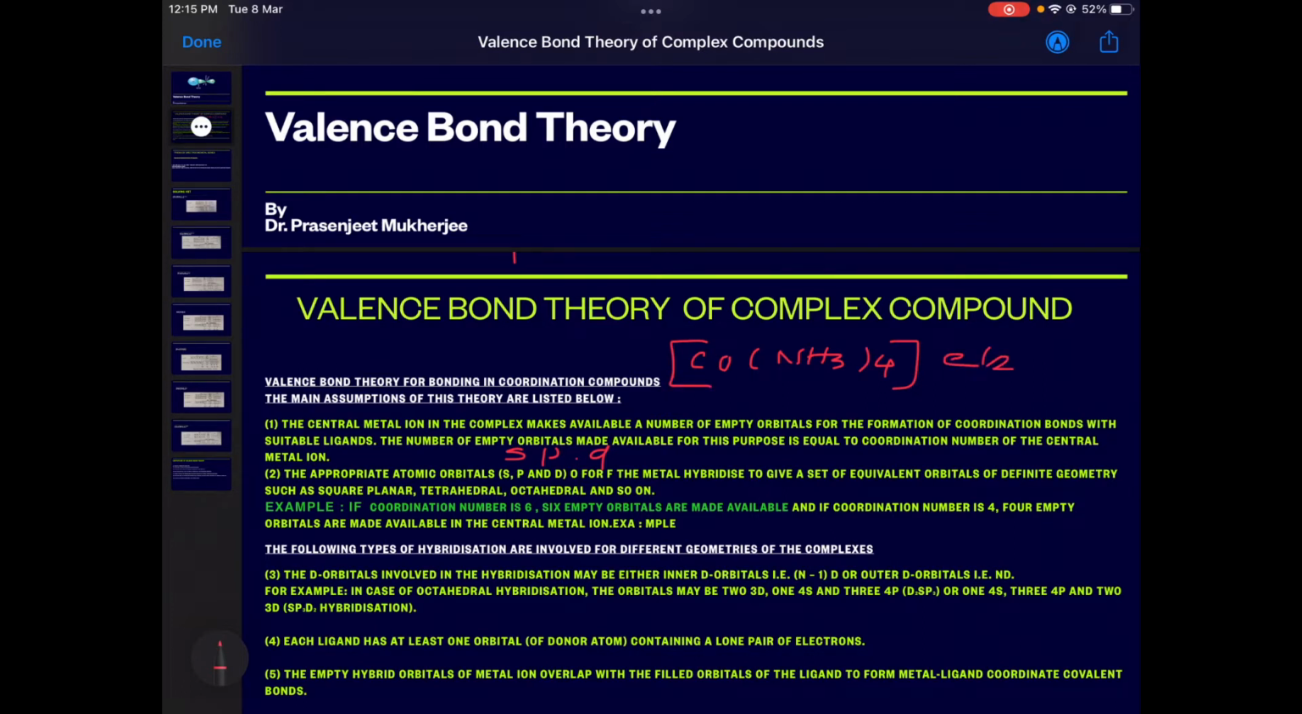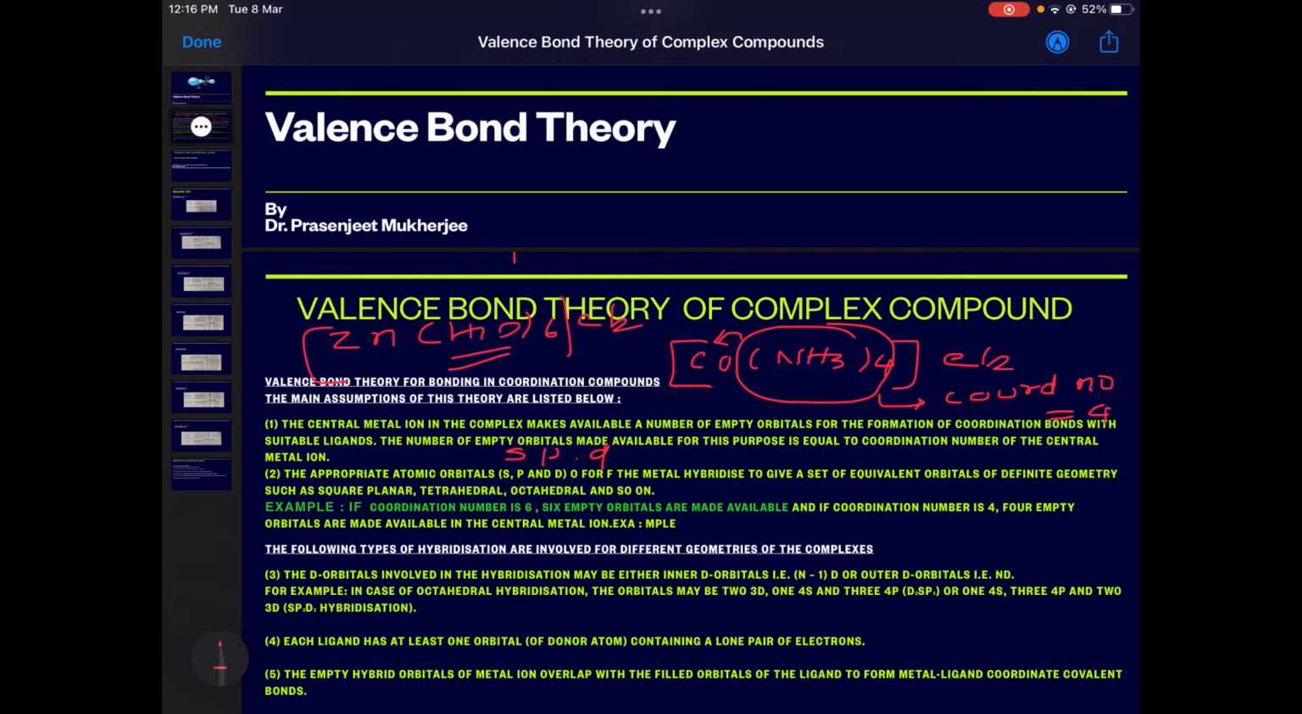So here, the ligands are NH3, associated with the central metal atom. That is the coordination number. This coordination number is 4 over here. Similarly, say Zn(H2O)6 Cl2 is there, and that coordination number is 6. So this coordination number will decide the proper hybridization of the complex compound.